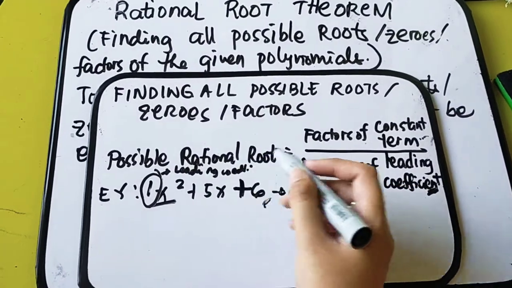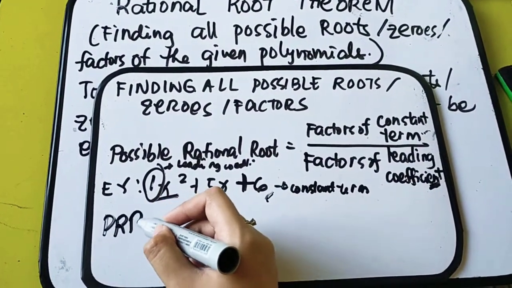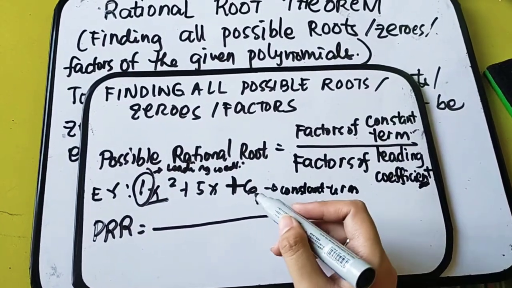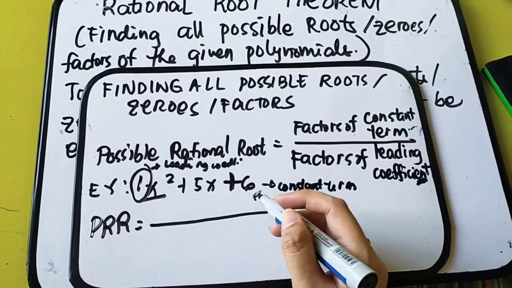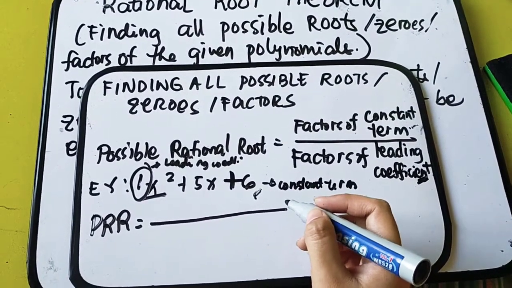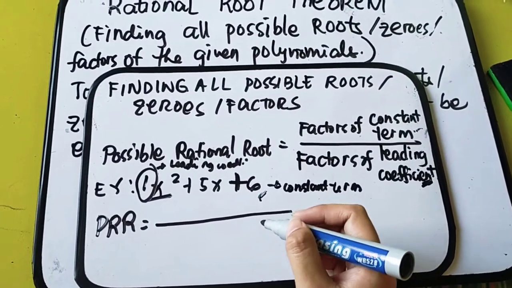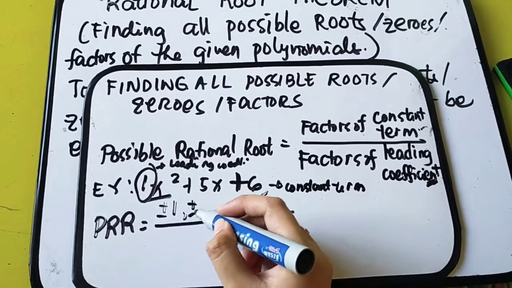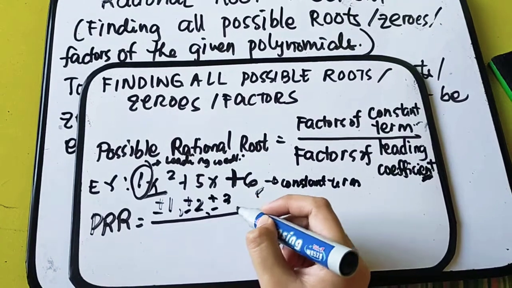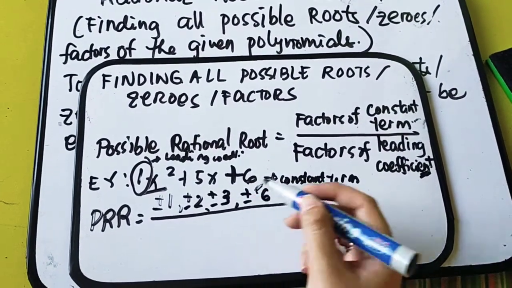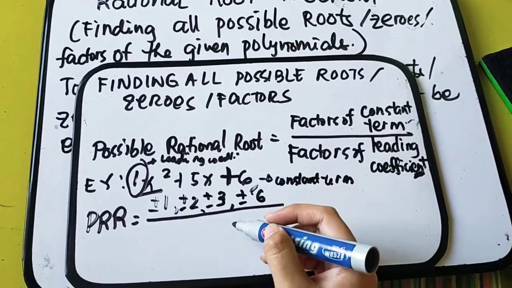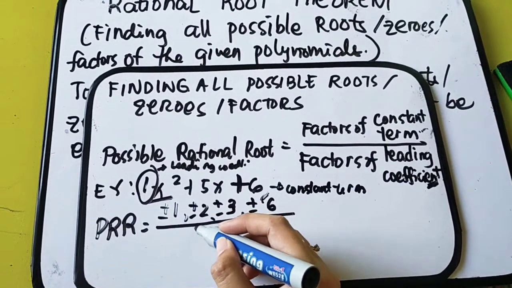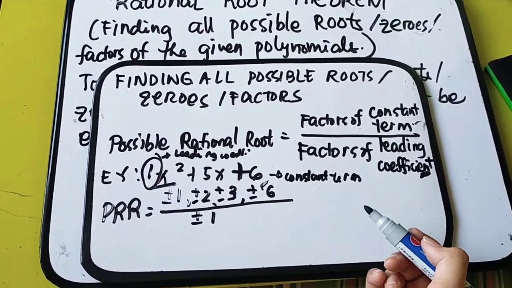Alright? So, let us have it. PRR, shinortcut ko na lang. Possible rational root. It is equal to all the factors of the constant term 6. We are going to consider the positive and negative. Kasama lagi ang positive and negative. All the factors of 6, we have positive and negative 1, positive and negative 2, positive and negative 3, and positive and negative 6. Okay? Pag sinabi mong factors, lahat ng pwede mong i-divide kay 6. How about the leading coefficient 1? It is positive and negative 1 lang. Yan lang yung pwede mong i-divide kay 1.